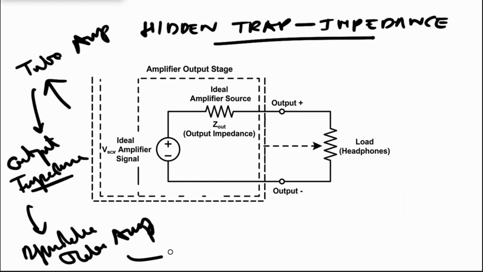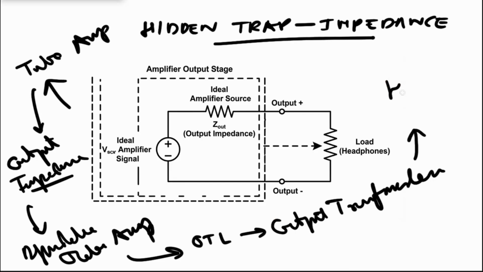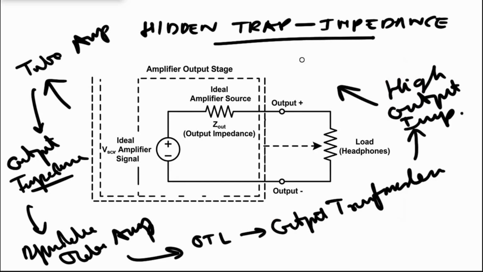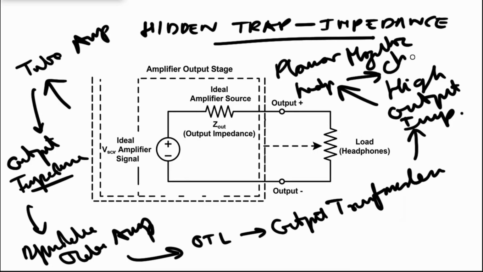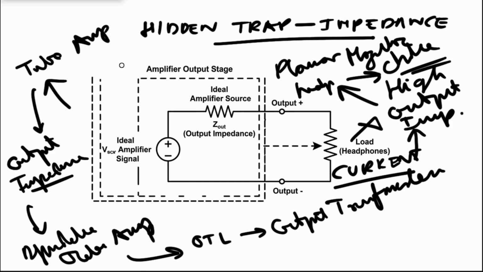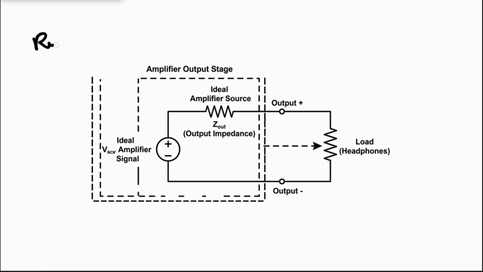If you buy an affordable tube amp, it will in all probability be an OTL, output transformerless. These have high output impedance. If you plug planar magnetic headphones into them, the amp will effectively choke. It will not be able to deliver the current that the headphones need. The sound will become weak.